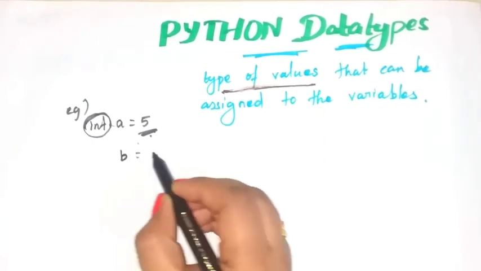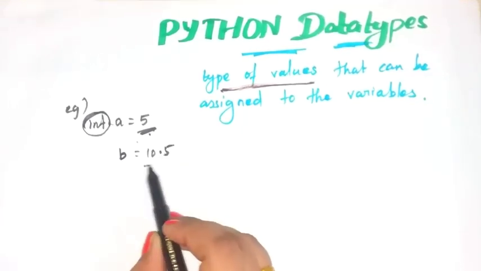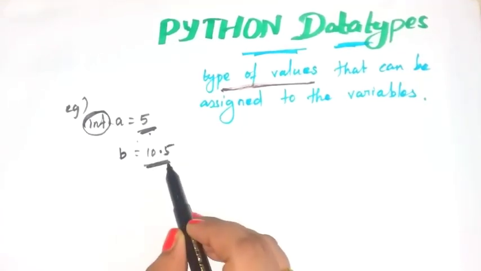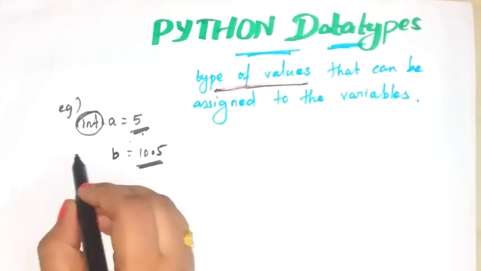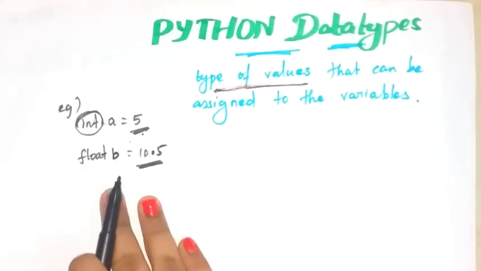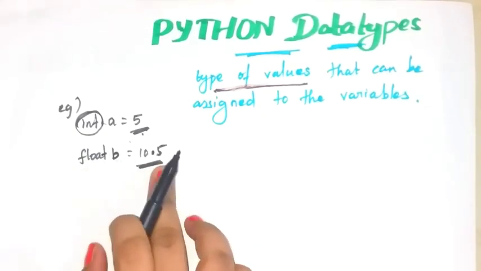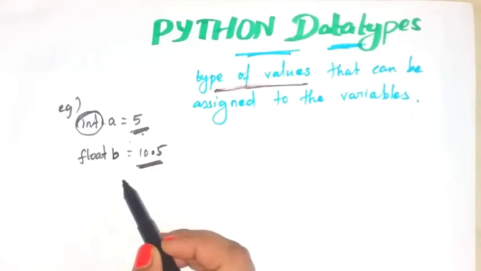b is equal to 10.5. See here, which type of data does this value belong to? This is a floating point number, so the data type name to write here is float. If you write int b is equal to 10.5, you will get an error message, because that is wrong.